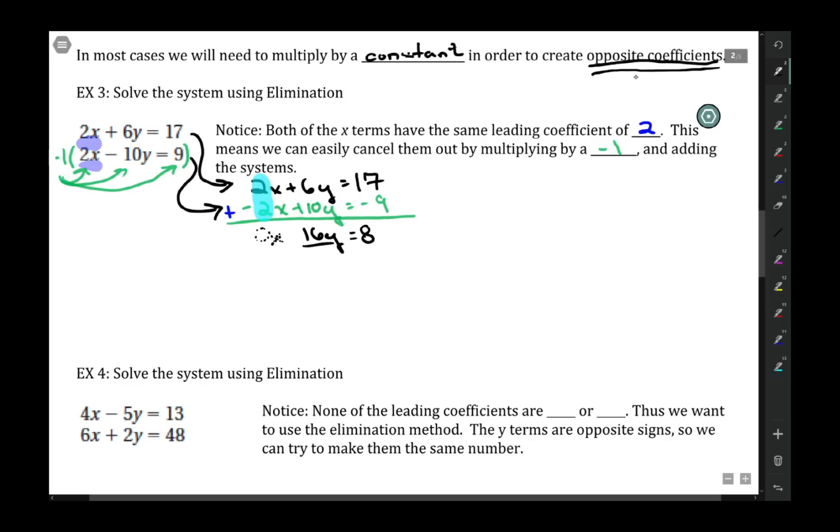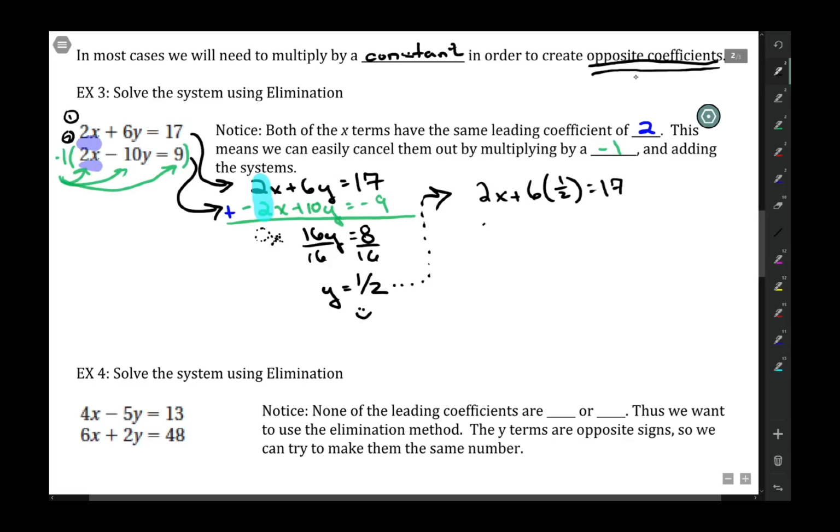From there, we'll divide by 16. Y equals 1/2. Okay? Now again, don't forget to find x. That's just half of the puzzle. So once y is found, just use either equation. You can use equation 1 or 2. Either equation is fine, and we'll substitute it. So 2x plus 6 times 1/2 equals 17.